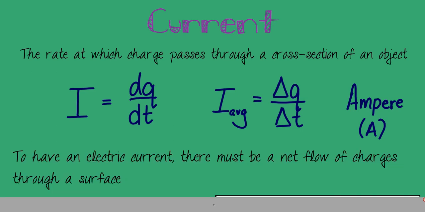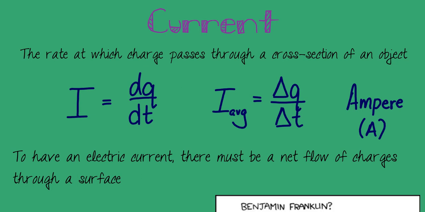Now, to have an electric current, there must be a net flow of charges through a surface. So again, using my traffic analogy, if I had some cars going one way and some cars going the other way, we wouldn't really say that there's a current. We'd want to say that all the cars are moving in approximately the same direction.